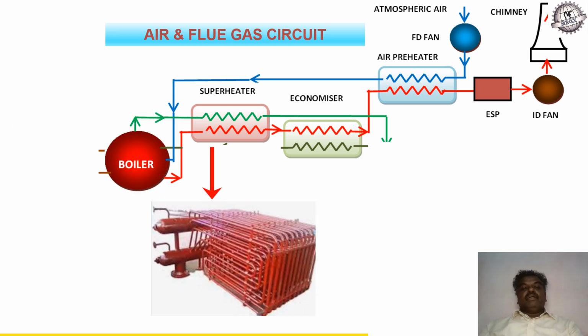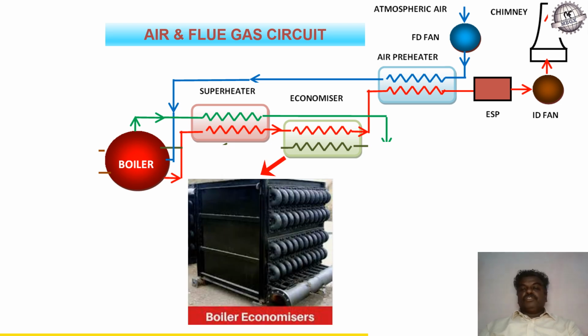The flue gas that comes out of the boiler will still have thermal energy, and part of this thermal energy will be recovered in the superheater. The superheater transfers the heat from the flue gas to the steam that comes out of the boiler, which goes to the turbine. By doing so, the dry or the wet steam will be converted to superheated steam.